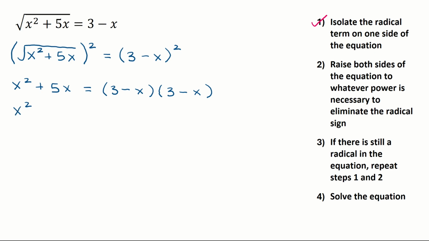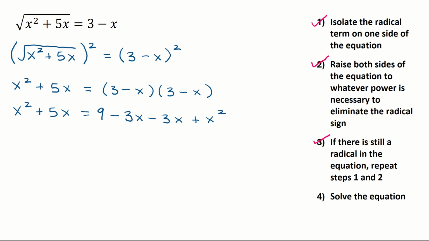So we have x squared plus 5x. And then on our right side, 3 times 3 is 9. 3 times negative x is negative 3x. x times 3, negative 3x again. And then x times x is x squared. So that has been raised to the power of 2. If there's still a radical... there is not still a radical, so that step is done as well.